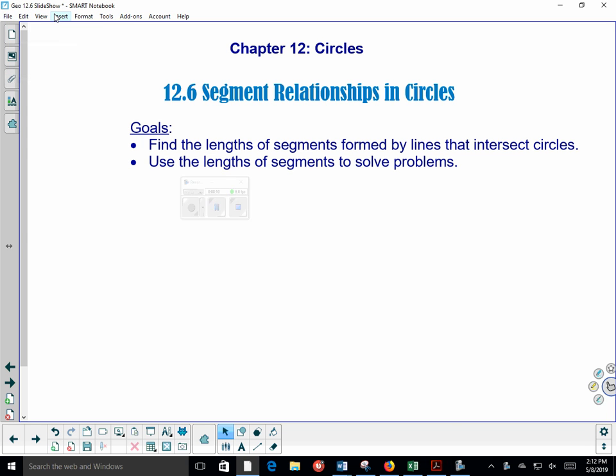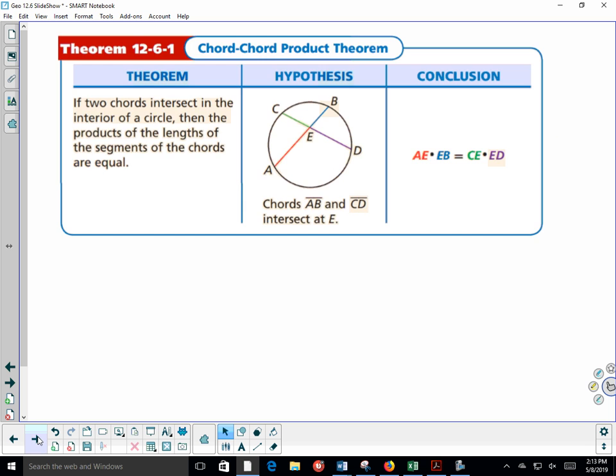All right, we're looking at section 12.6, and I have some notes for you. The topic is segment relationships in circles. Your goals are to find the lengths of segments formed by lines that intersect circles and use the lengths of segments to solve problems. Let's take a look at our first theorem.